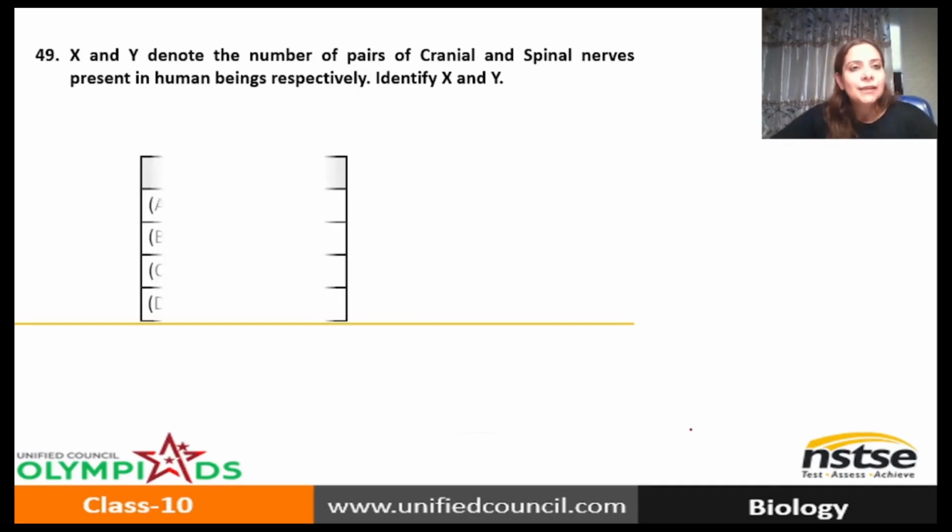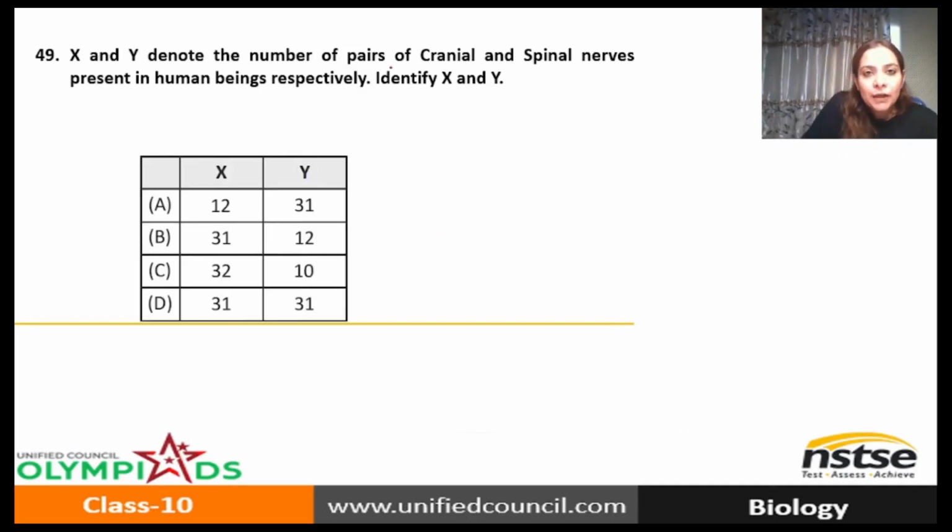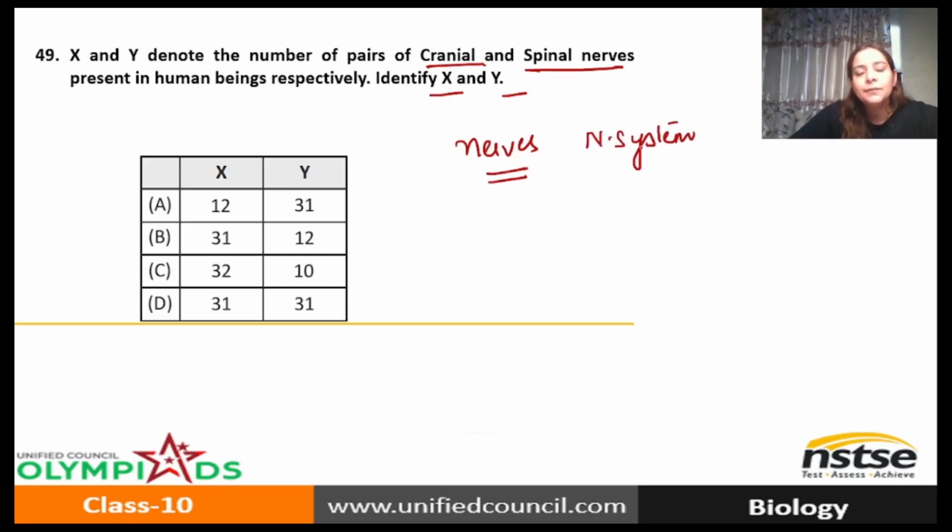So this is how, students, you have to find the right answer. Now the question says, X and Y denote the number of pairs of cranial and spinal nerves present in human beings respectively. We need to identify X and Y. Now, let me tell you about nerves. What are nerves? We know that we humans, all organisms, have the power to respond to the changes occurring around us, basically to respond to stimuli, and for that we have a nervous system in us. And the nervous system cell is called a neuron.